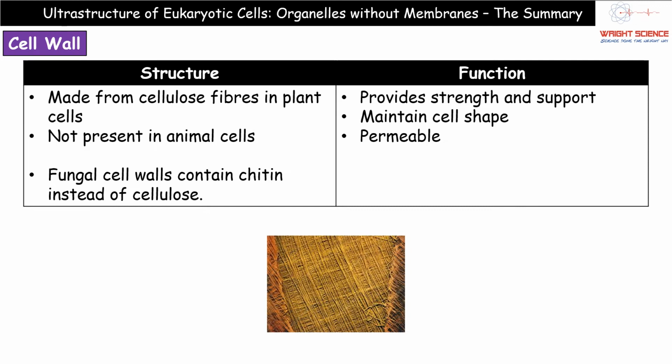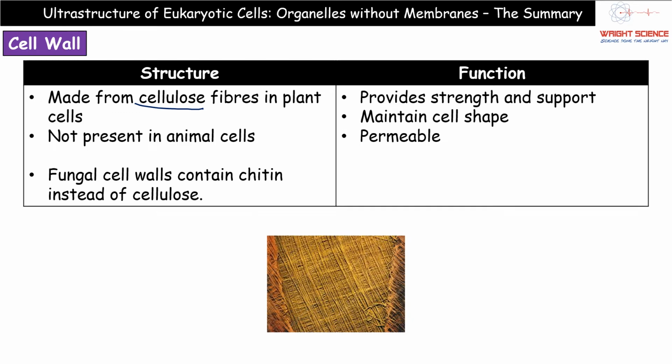The third structure we need to know about is the cell wall. Now, we've heard of cell walls previously where we've looked at our plant cells. And hopefully we do remember that when talking about plant cells, the cell wall is made from cellulose. In animal cells, there is no cell wall, so it's made of nothing because cell walls do not exist in animal cells. One other cell wall we do need to know about are those in fungal cells.